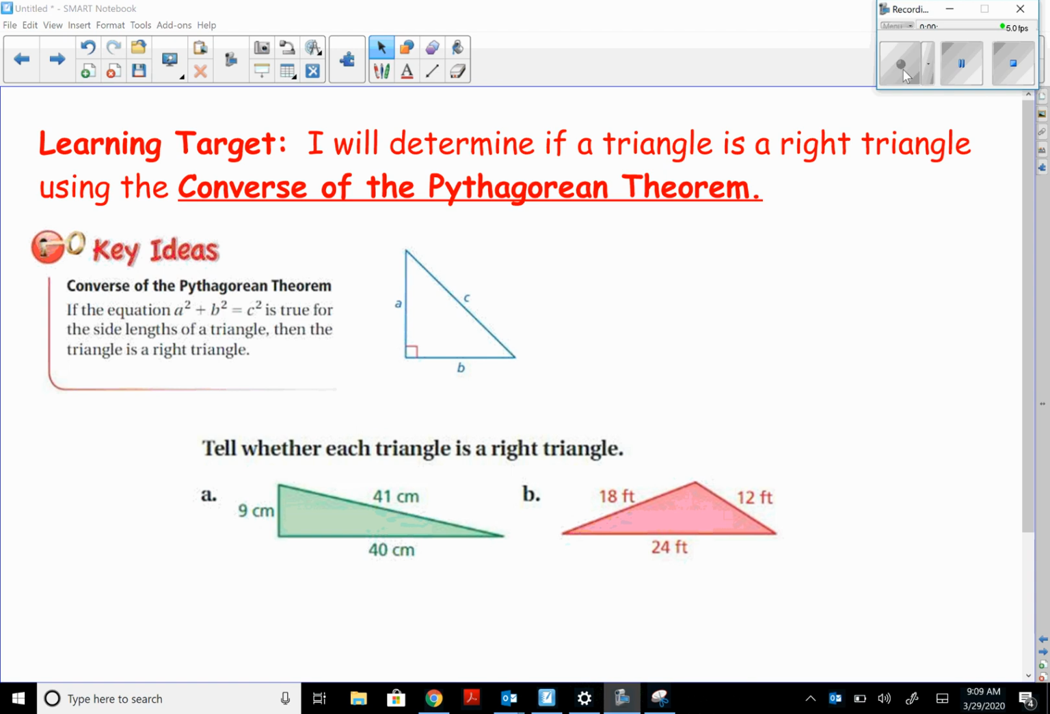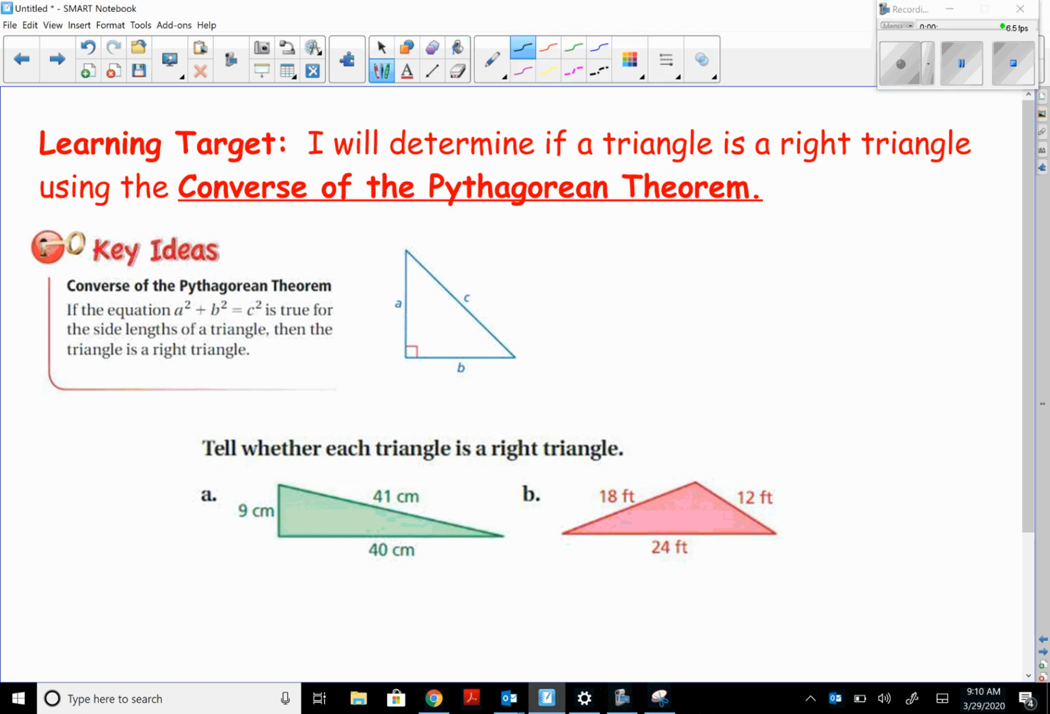In these last few examples in this lesson, we're going to determine if the triangles are right triangles using the converse of the Pythagorean theorem. So just to remind you what that is, I put the key ideas in here. If the equation a squared plus b squared equals c squared is true for the side lengths of a triangle, then the triangle is a right triangle. All right, so let's look at A, which is the green one here.